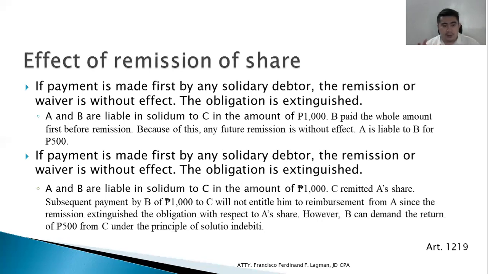A and B are liable in solidum to C in the amount of 1,000 pesos. C remitted A's share. Subsequent payment by B of 1,000 pesos to C will not entitle him to a reimbursement from A, since the remission extinguished the obligation with respect to A's share. However, B can demand the return of 500 from C under the principle of solutio indebiti. Okay?